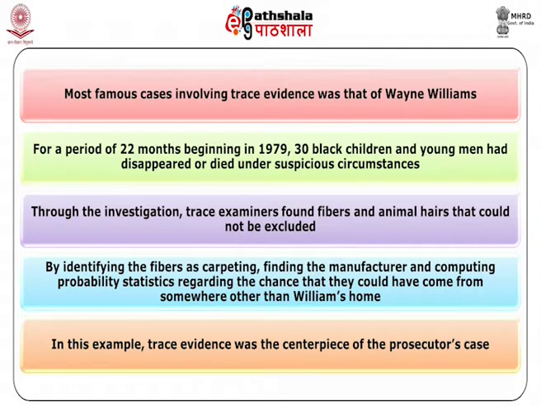By identifying the fibers as carpeting, finding the manufacturer, and computing probability statistics regarding the chance that they would have come from somewhere other than Williams' home, investigators were able to begin to use this evidence to tie the victims to Williams. In doing the same with the animal hair in comparison with Williams' dog, then calculating the statistics that someone would have a dog and carpeting consistent with those of Williams, the case became very strong and resulted in a conviction. In this example, trace evidence was the centerpiece of the prosecutor's case, and only careful evidence collection and examination made it possible.